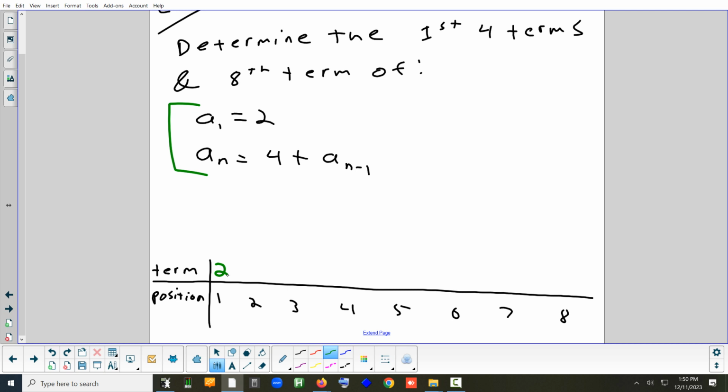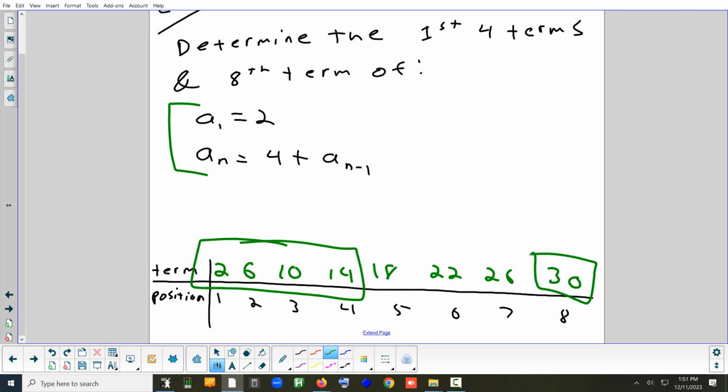Okay, so what's the second term? 6. And the third term? 10. And the fourth term? 14. Now, even though we don't need 5, 6, and 7, the easiest way to get to 8 is to just do them. So what's the fifth term? 18. 22. 26. 30. So that's what they wanted.